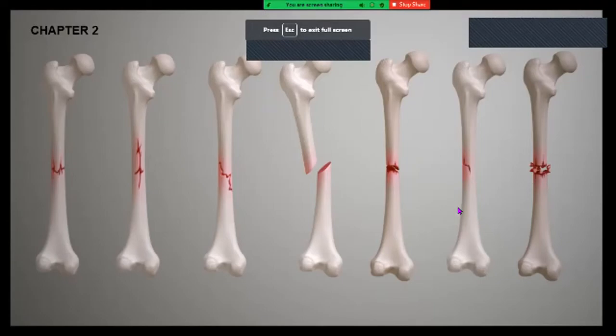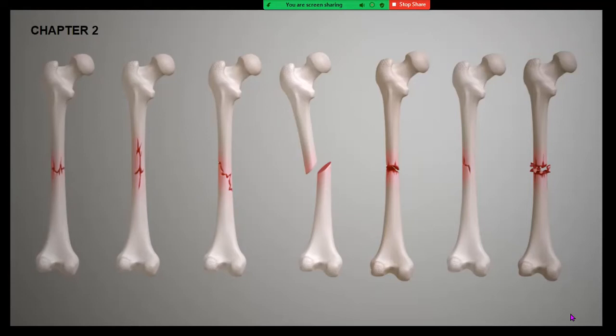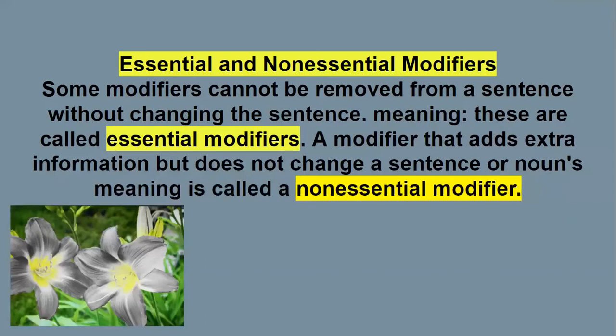So, we're doing chapter 2. And like I said, this is just kind of a little review chapter, hitting a couple of things that I think maybe got overlooked, or I hope it didn't get overlooked, but just kind of hit some high points. So we're going to talk about essential and non-essential modifiers.